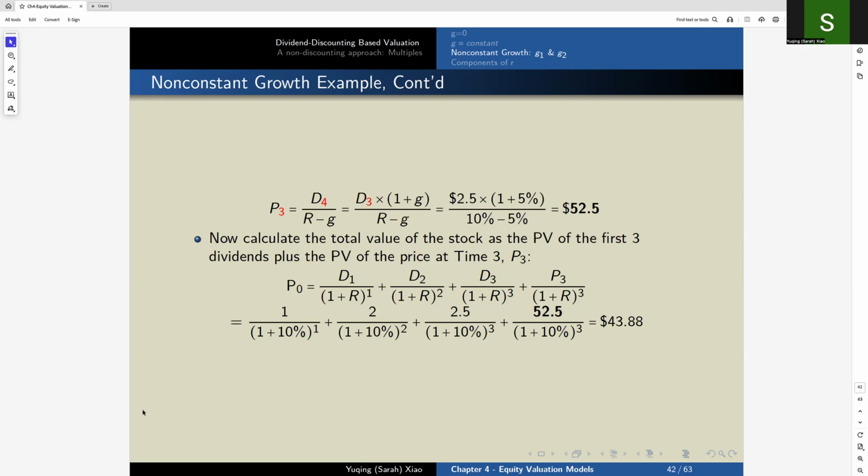This slide shows the calculation steps, and you can check your work.